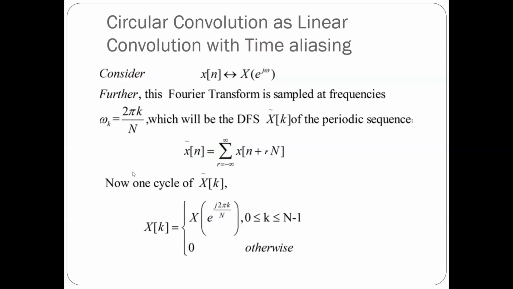We have not talked about the length of the signal X of n, and this X of e power j omega can be sampled at omega k is equal to 2 pi k by N, which you can write as X tilde of k. And X tilde of k will definitely be the DFS of some periodic sequence X tilde of n, which can be written as sigma r equal to minus infinity to plus infinity, X of n plus rN or X of n minus rN, that amounts to the same sequence.